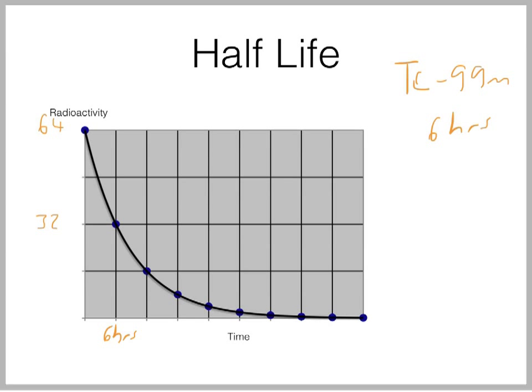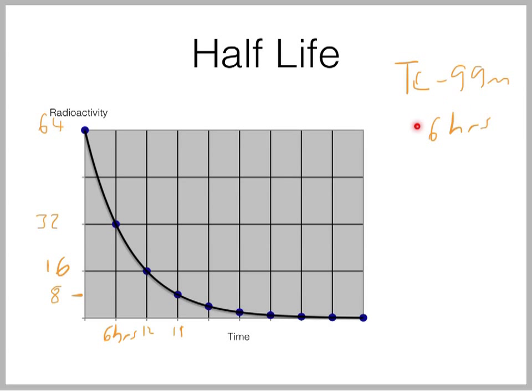After another 6 hours, so that'll make it up to 12, then I've got only 16 grams left. After another 6 hours, so we're up to 18 hours, then I'm up to 8. After another half-life, so here we go, I'm up to 24, then I'm going to be down to 4. Another half-life, so I'm up to 30, I'm down to 2, etc. So it keeps on halving the amount of technetium-99m, as an example, every 6 hours. So half of it decays every 6 hours.